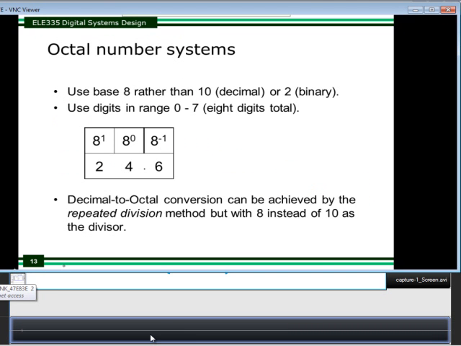Octal number systems. So we use base 8 for octal rather than base 10, which we use for decimal, or base 2 for binary. Our digits are in the range 0 to 7. So we have 8 digits in total. And decimal to octal conversion can be achieved using the now familiar method of repeated division, but using 8 instead of 10 as the divisor.